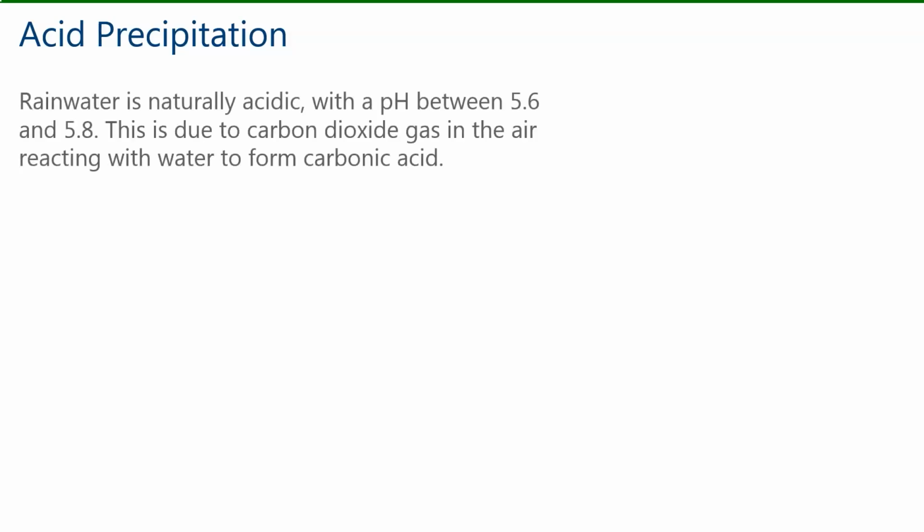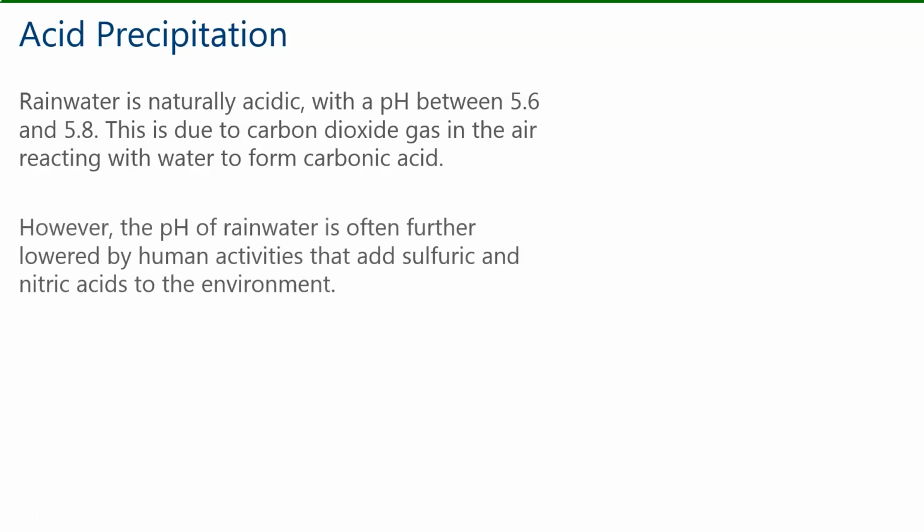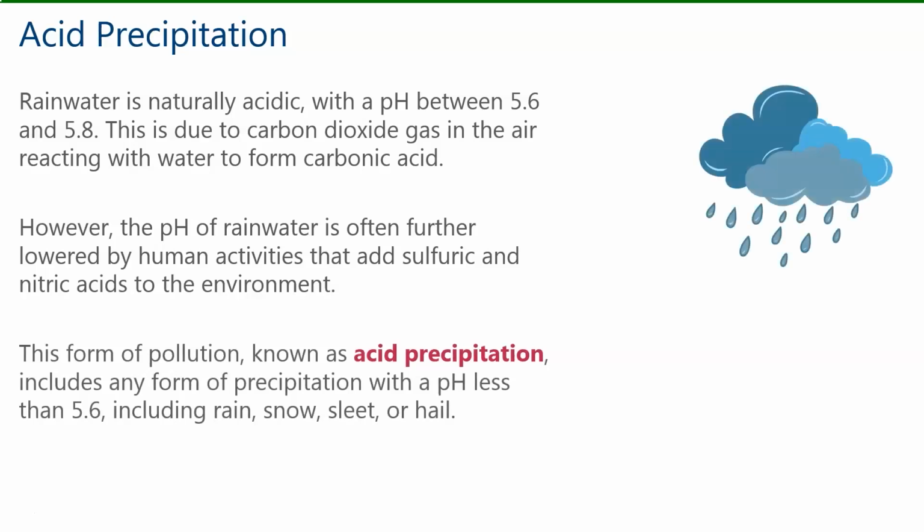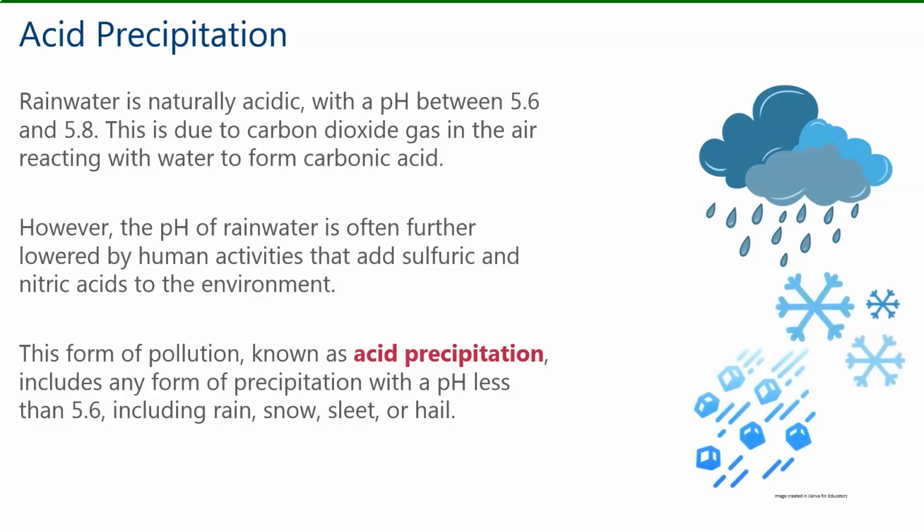Next, let's look at acid precipitation. Rainwater is actually naturally acidic, with a pH between 5.6 and 5.8. This is due to carbon dioxide gas in the air reacting with water to form carbonic acid. However, the pH of rainwater is often further lowered by human activities that add sulfuric and nitric acids to the environment. This form of pollution, known as acid precipitation, includes any form of precipitation with a pH less than 5.6, including rain, snow, sleet, or hail.